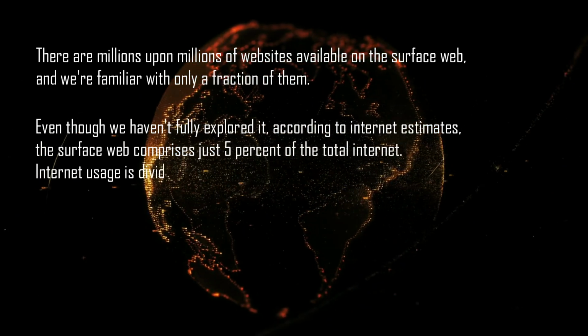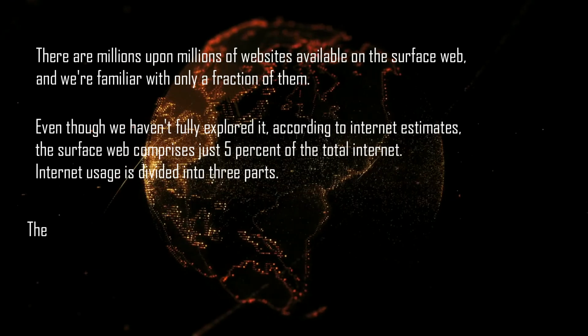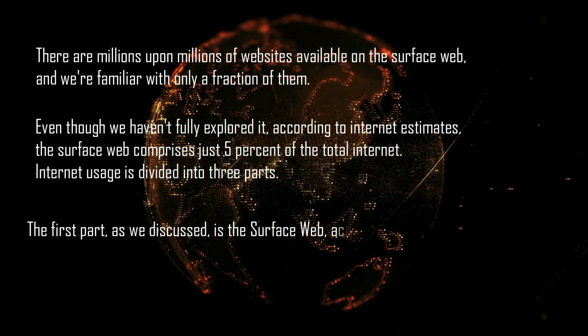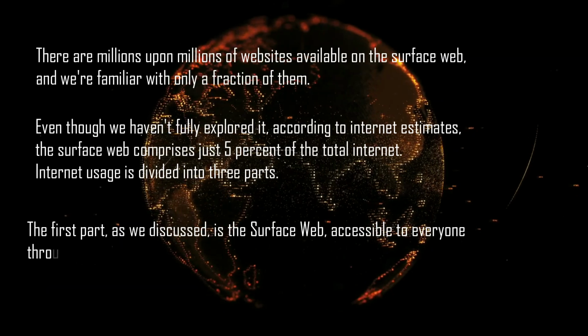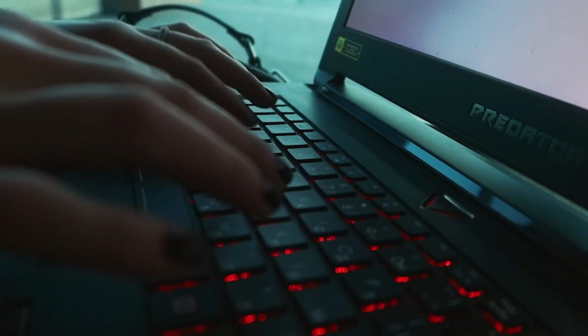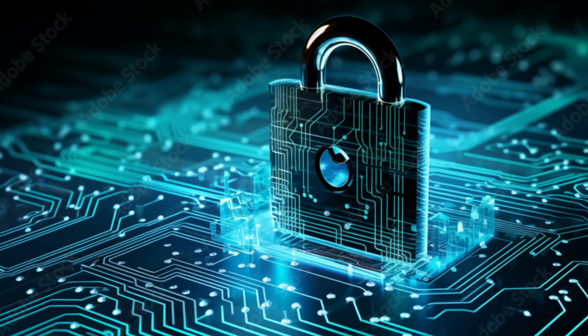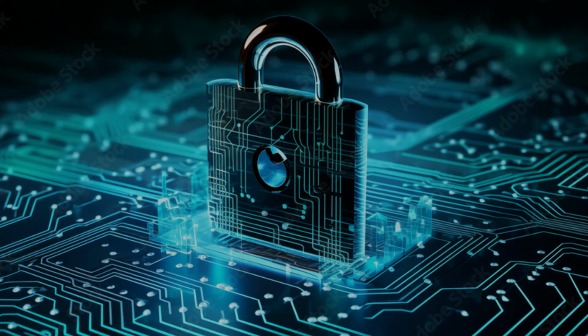Internet usage is divided into 3 parts. The first part, as we discussed, is the surface web, accessible to everyone through any browser. The second part is the deep web. The deep web is a more secure layer of the internet compared to the surface web. Some individuals utilize it for illegal activities as well.